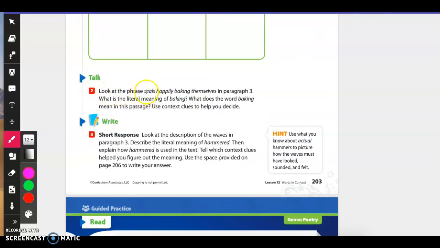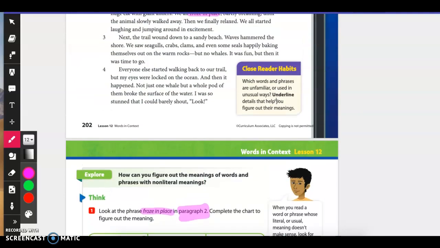It says to look at the phrase, seals happily baking themselves, in paragraph 3. What is the literal meaning of baking? So I want you to talk to someone now and tell them what the actual meaning, the real meaning of baking is. If you said that baking means that you are cooking something in the oven, you are correct. What does the word baking mean in this passage? The word baking in the passage probably means soaking in the sun.